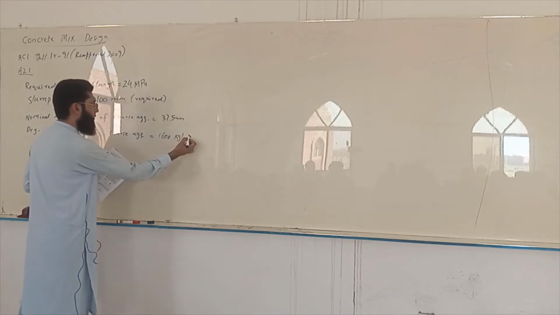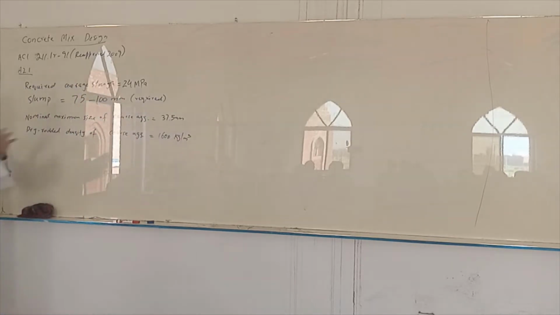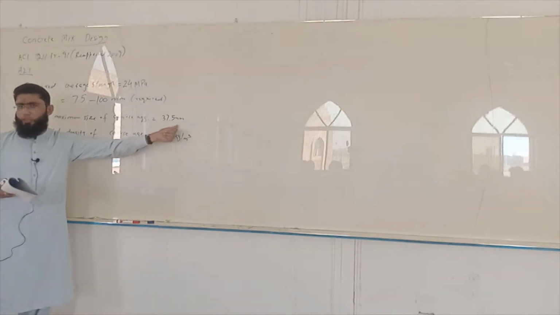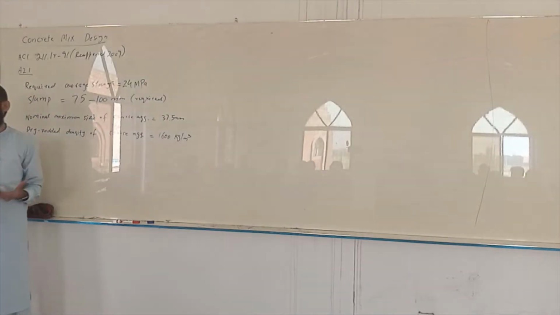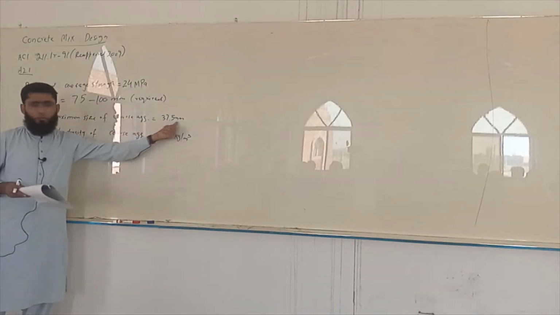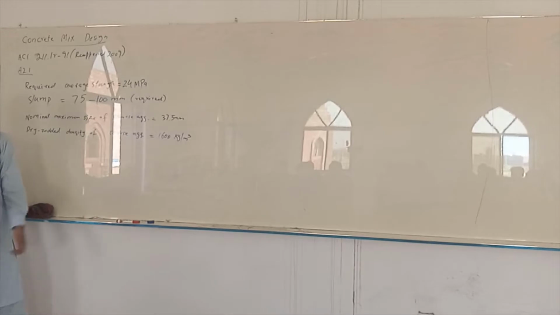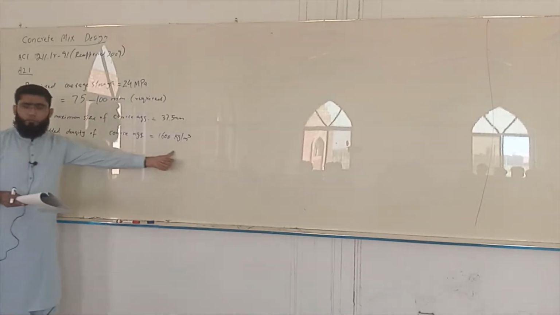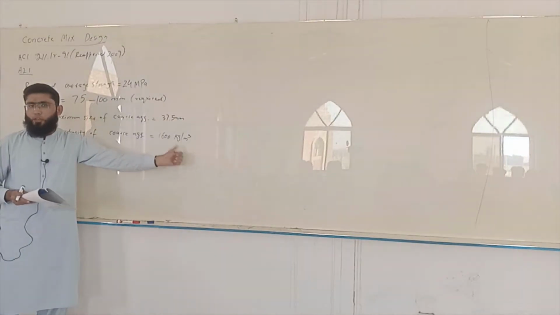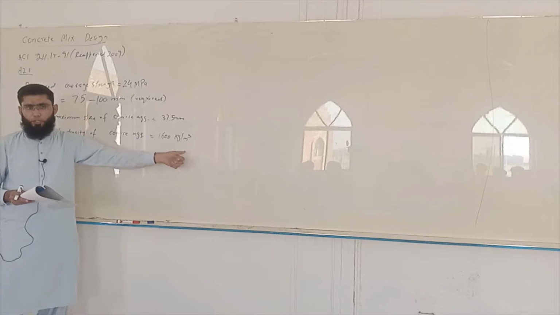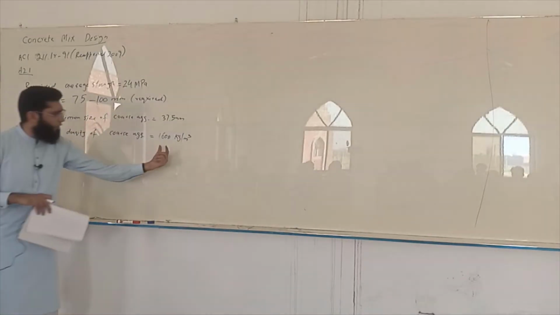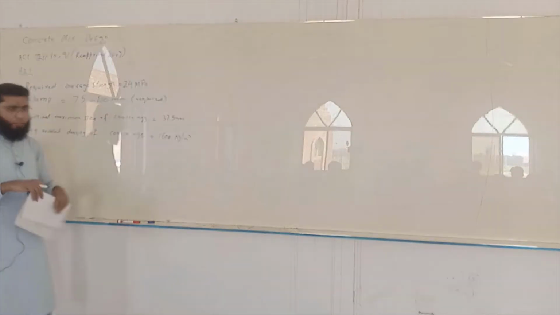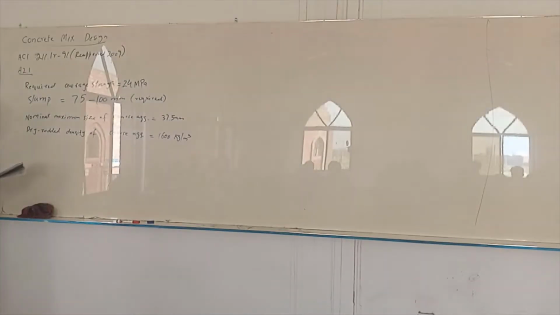Okay, so if you're given the aggregate, how will you find this term, nominal maximum size of aggregate? What is this value for a given aggregate? For the aggregate sample, how will you figure this out? Sieve analysis. And how will you find the density? Bulk density. You've got to perform a bulk density test. So you get this data from that test. 1600 kg per meter cube.